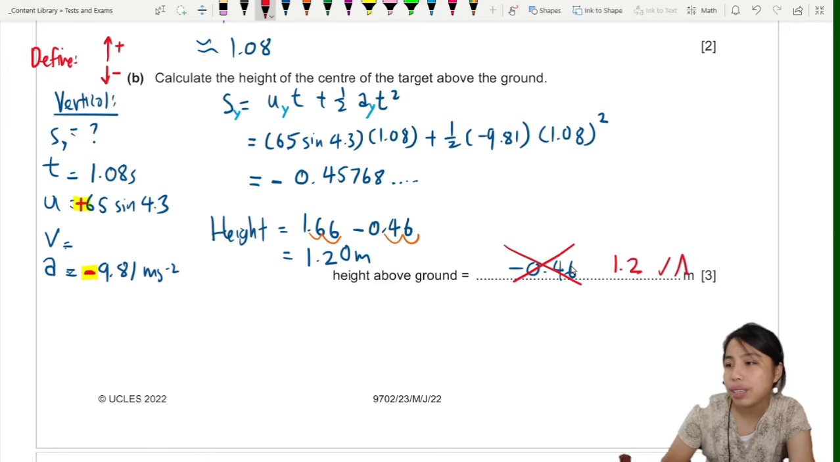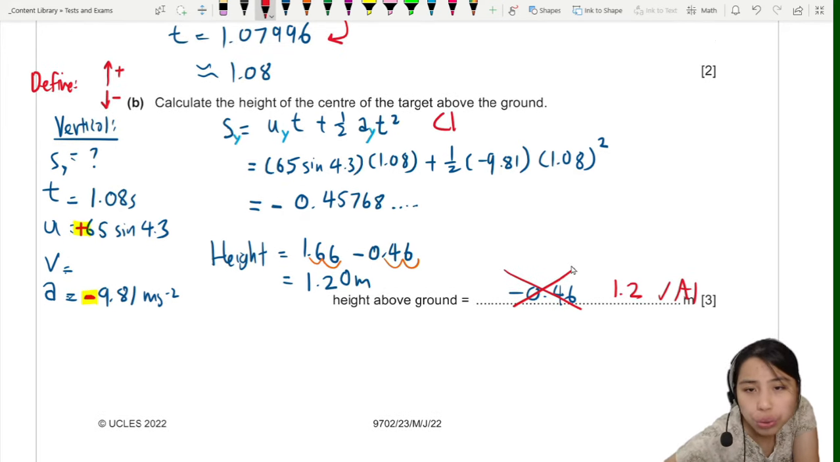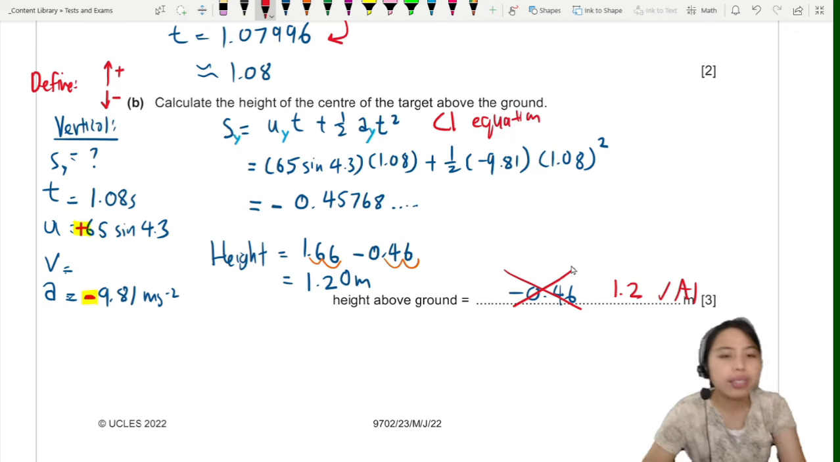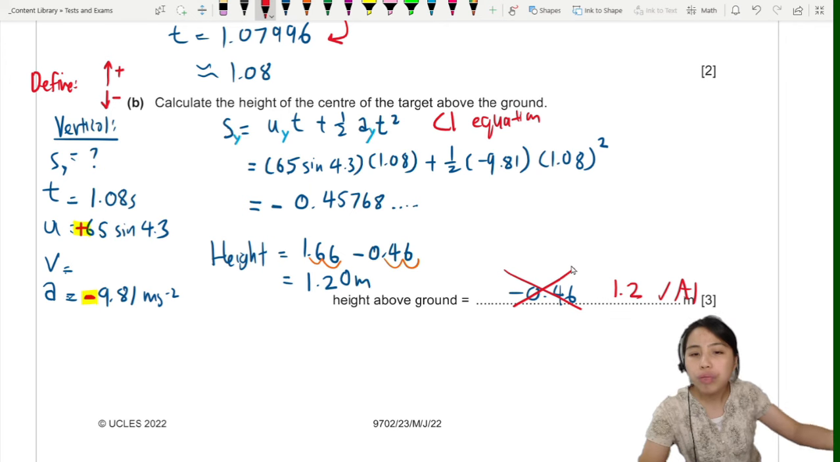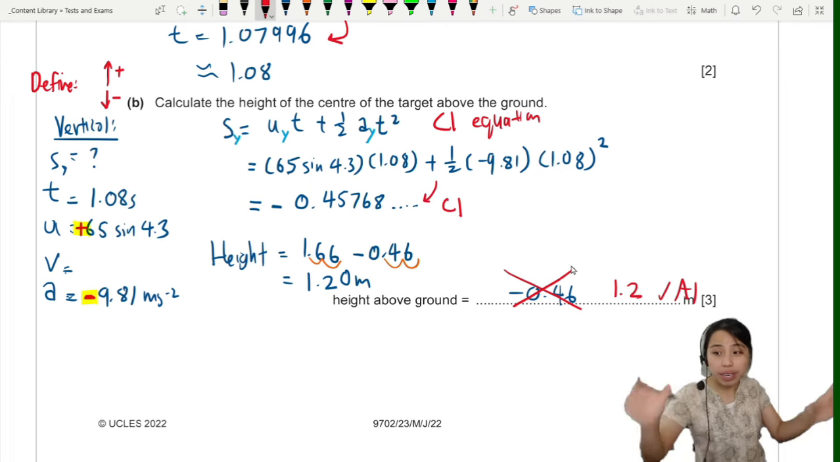Okay, so the final answer is worth 1 mark. 1 mark is from your SUVAT equation. 1 mark is if you substitute all the values into SUVAT, you get a value here. That's the in-between, but that's not the final answer.